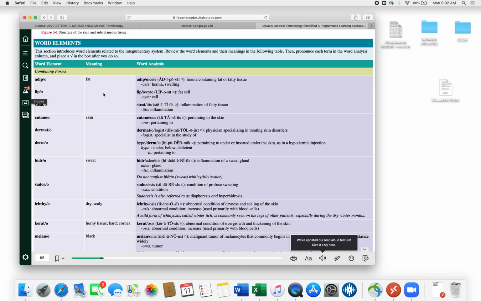Adipo and lipo and steato. What are these figures? Okay, good. This is a beautiful all of the above question because all of these combining forms mean fat. An adipocele is a herniation or a swelling of fat. Adipocyte is a fat cell.